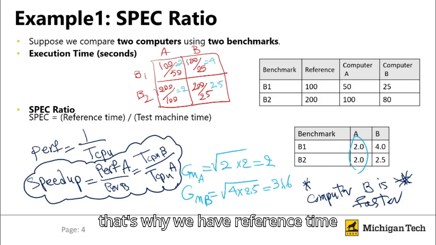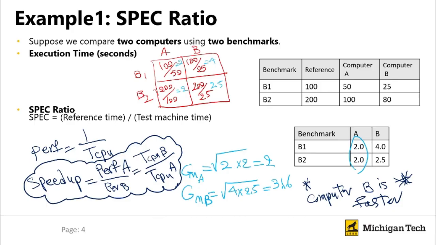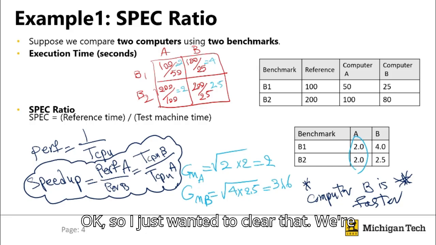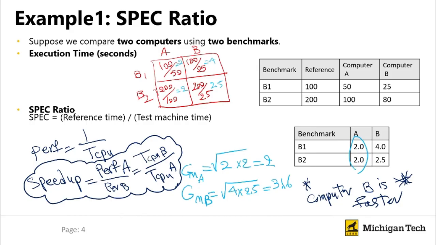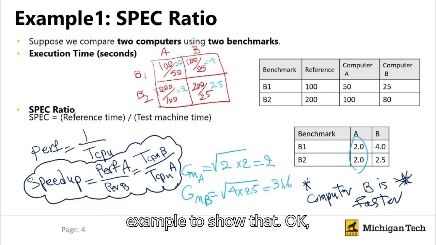So that's why we have the reference time on the top, like that. So spec is kind of a speedup. If the speedup is bigger than 1, it means the target computer, for example A, is faster than B. Okay, so I just wanted to clear that. We're going to have more examples, don't worry. These notations are a little tricky, but we're going to have another example to show that.